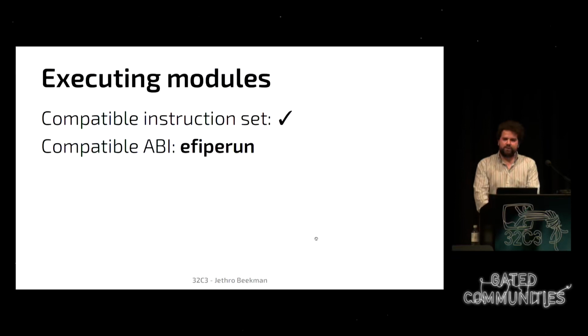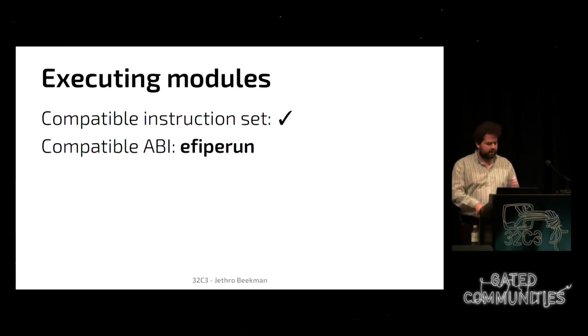These modules are written for the hardware that you're currently using with your current operating system, so they have a compatible instruction set. So in order to execute them, you just need a compatible application binary interface, or ABI. And this is what I've written with the EFI PE run tool. You can think of EFI PE run as wine for EFI. Just like wine allows you to run Windows applications on Linux, EFI PE run allows you to run EFI modules on Linux.